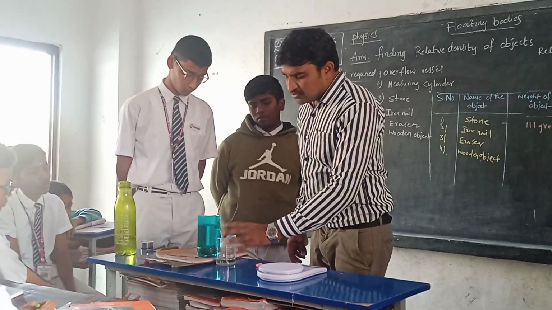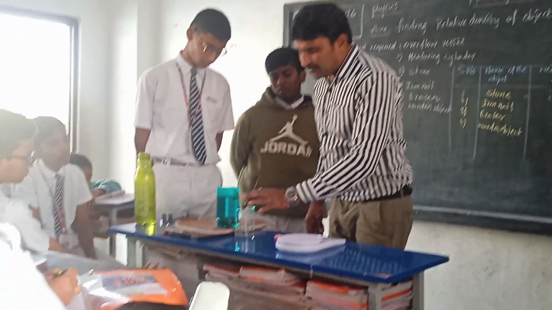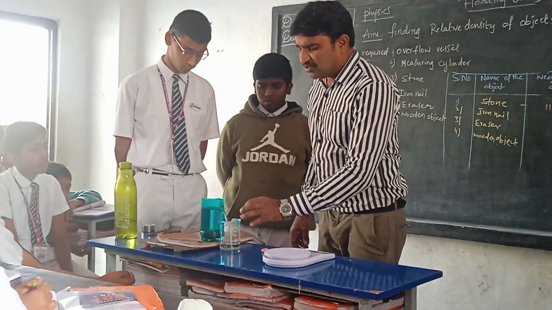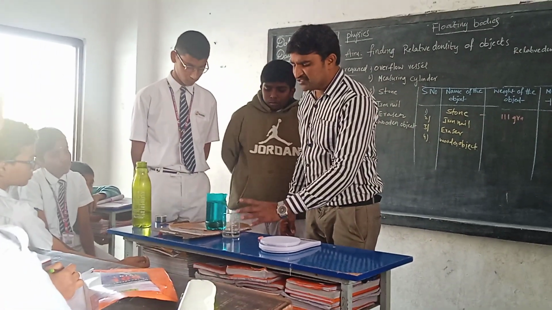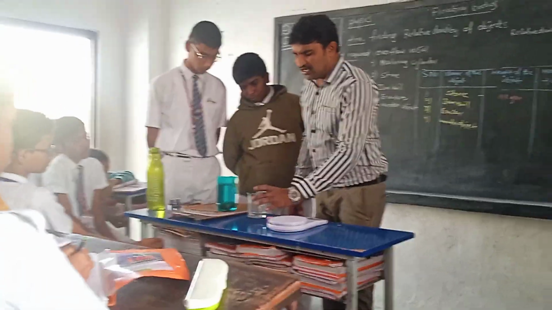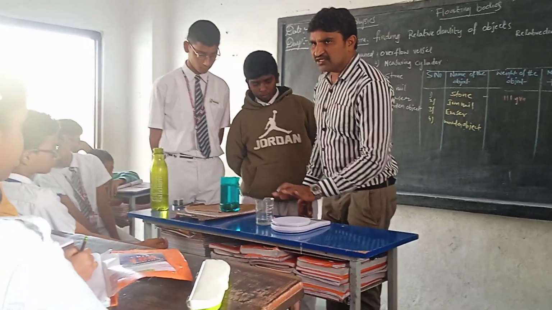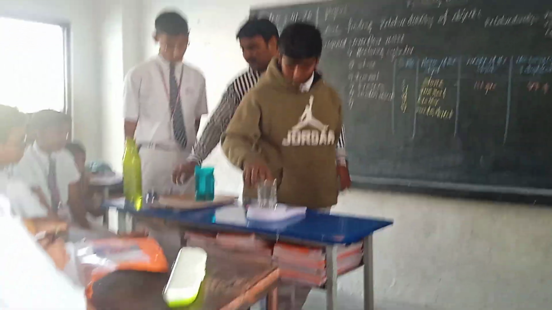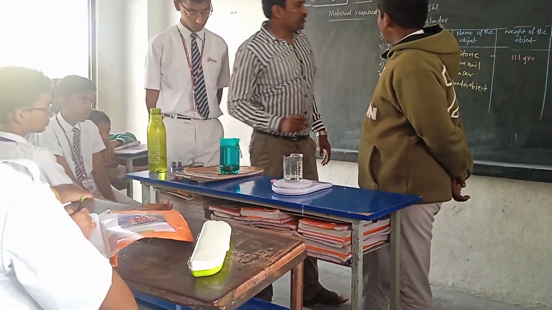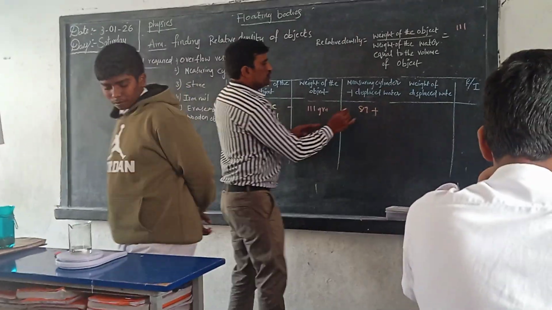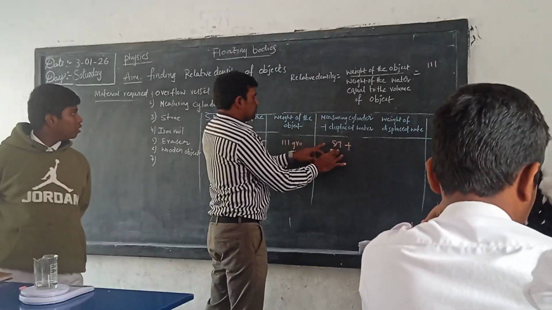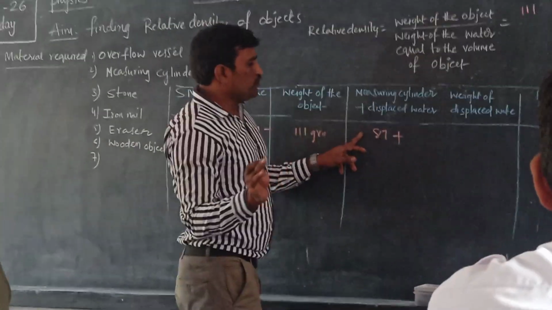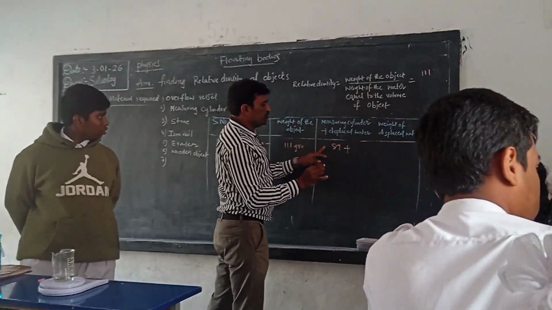Okay, so now dripping is stopped. Then weigh the water with the cylinder. So check the weight of that. 134. So there is the measuring cylinder; first we found that it is 87 grams. So next, total weight is 134.